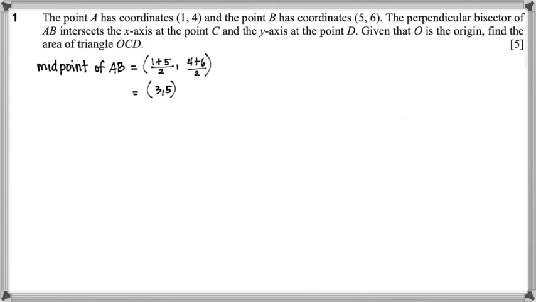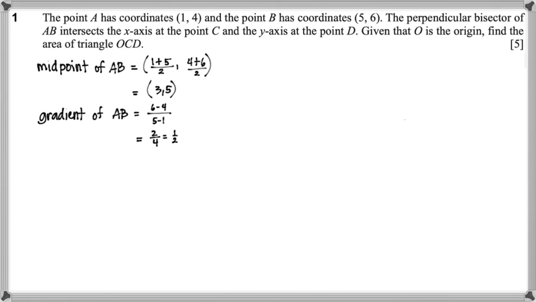Next, we need to find the gradient of AB. Applying y sub 2 minus y sub 1 over x sub 2 minus x sub 1, we get 6 minus 4 over 5 minus 1. This gives us 2 over 4, which simplifies to 1/2.